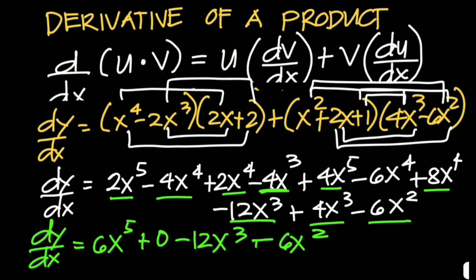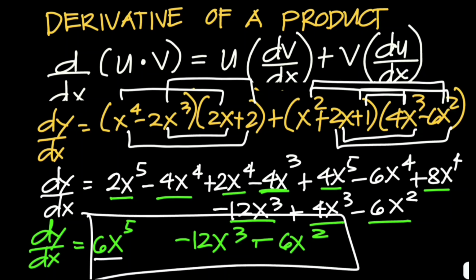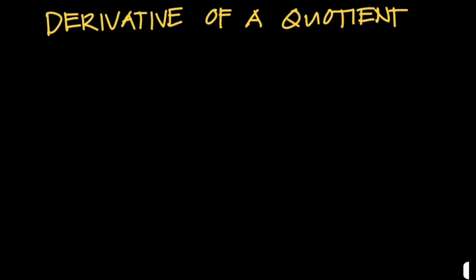So dy over dx is just 6x to the fifth, and we just remove the 0, minus 12x cubed minus 6x squared. So this is the derivative of the given function. So that's how to find the derivative of a product. Now, how about the derivative of a quotient?